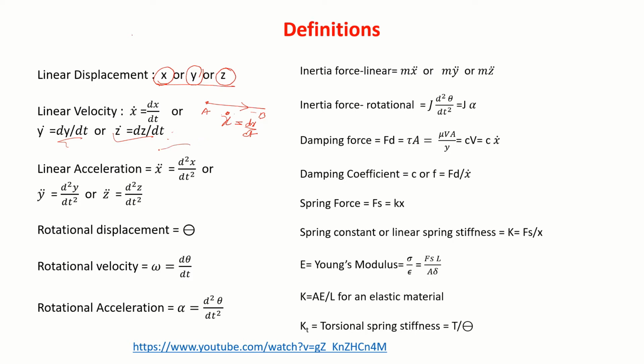Similarly, acceleration in the x direction, I represent by x double dot, that is d square x by dt square. And the acceleration in y direction, I represent by y double dot, d square y by dt square. And similarly, the acceleration in z direction as z double dot, d square z by dt square.